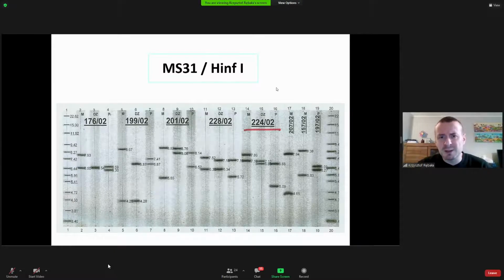But what is important is that we always provide the name of the enzyme which was used for digestion and the name of the molecular probe, because if any other laboratory uses the same enzyme and the same molecular probe, they should see the same pattern, the same sizes of the fragments. The sizes of the fragments are computed by the software by comparison to the size standard. So they are not exact sizes, but they are simply computed by the software.